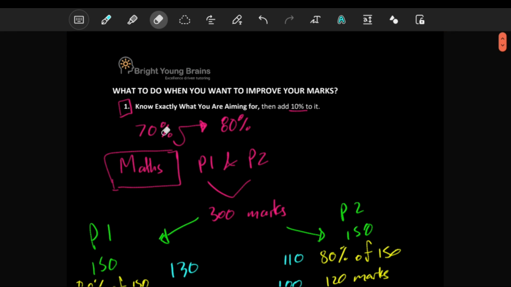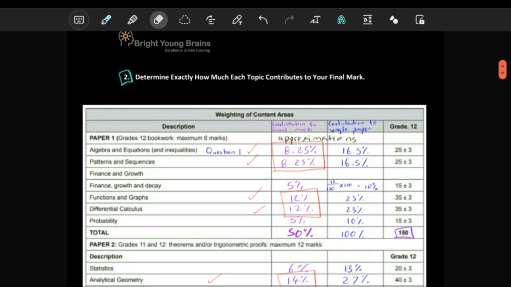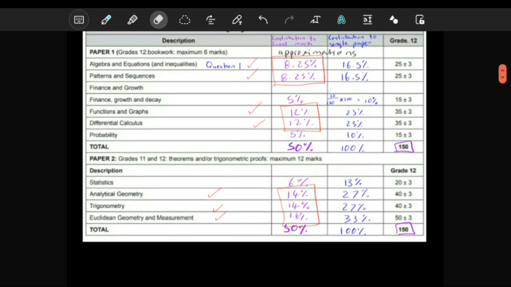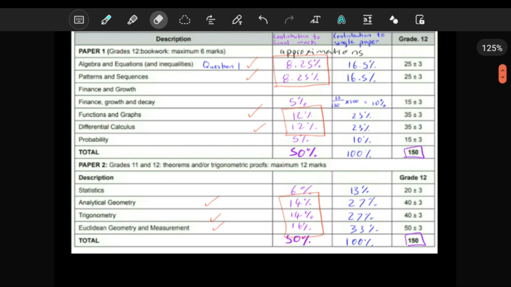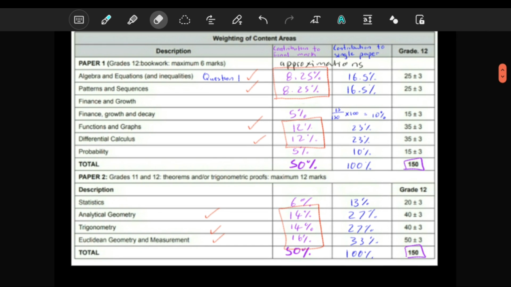So if you're aiming for 60, aim for 70 instead. If you're aiming for 50, aim for 60 instead. Trust me, this is what you need to do, because your brain kind of works that way, and your marks basically fall within 10% of whatever it is that you aim for. So always add 10% to whatever it is that you're willing to get.